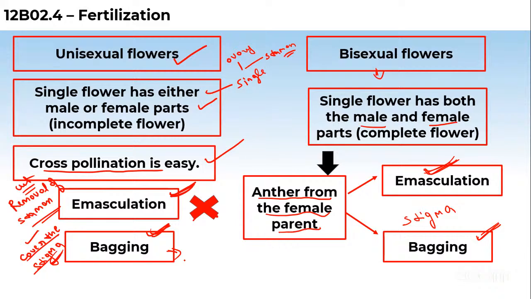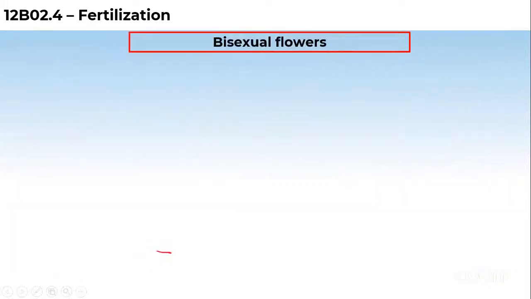We are going to cover. Otherwise, the others will get deposited on the stigma and it gets contaminated, right? So that's why we are doing the bagging. The bagging will be done for that. The emasculation we are doing to avoid self-pollination. Okay, fine. Let us understand by the diagram. Okay, see here.